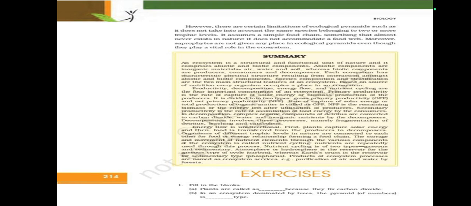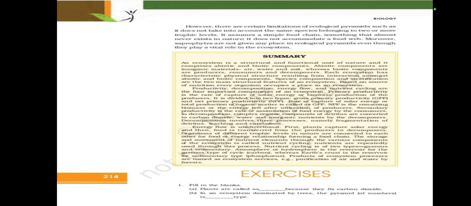Primary productivity is the rate of capture of solar energy or biomass production of the producers. It is divided into two types: gross primary productivity (GPP) and net primary productivity (NPP). Rate of capture of solar energy or total production of organic matter is called GPP. NPP is the remaining biomass or the energy left after utilization by producers. The secondary productivity is the rate of assimilation of food energy by the consumers.